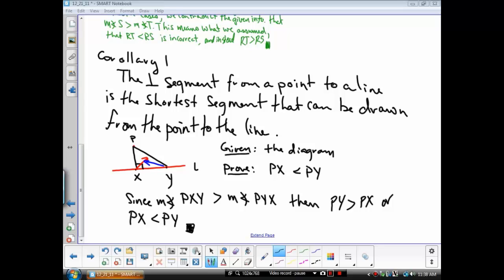Corollaries are usually just one step more than a proof. That's why they're called a corollary. They're just kind of a sub-theorem. They're a direct result of another theorem.